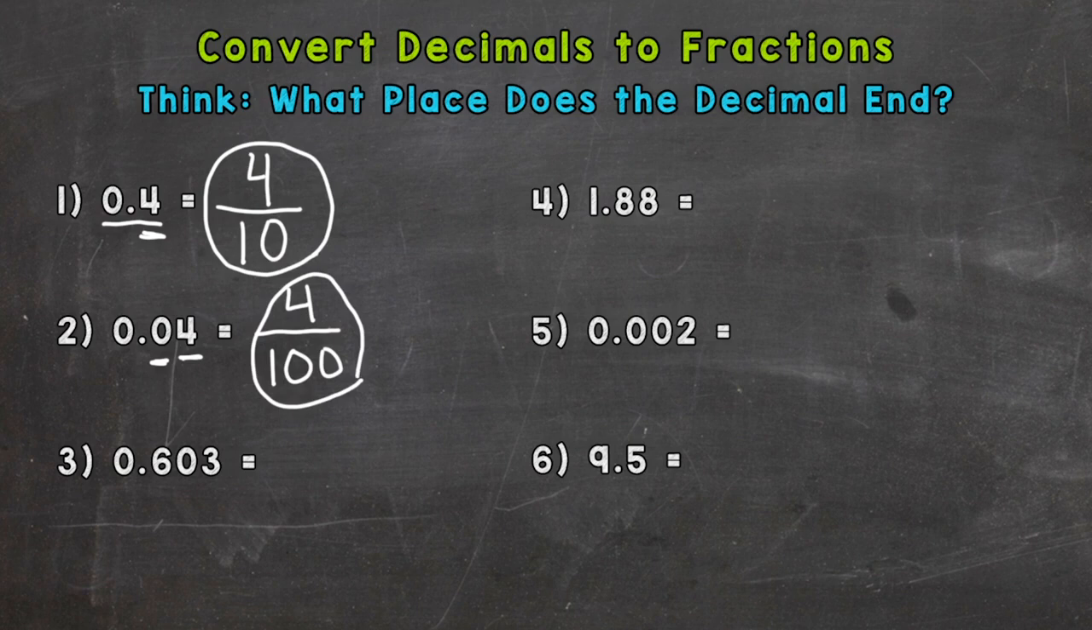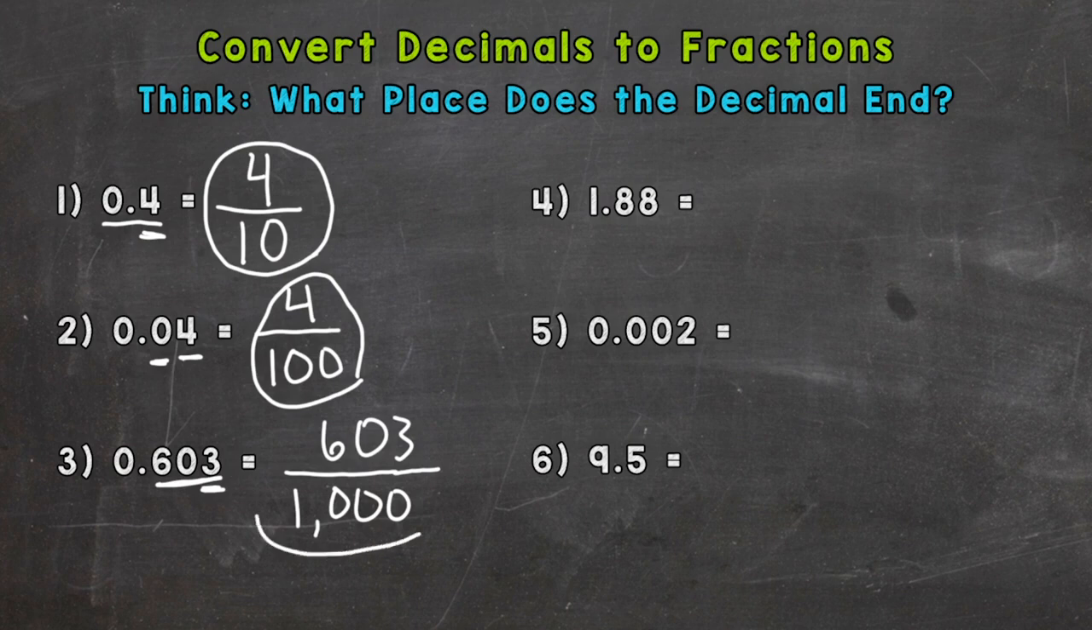Number 3, what place does our decimal end or go to? And it goes to the thousandths. That 3 is where it ends. So 1,000 is our denominator. Now the number to the right of the decimal is 603. So we have 603 thousandths.